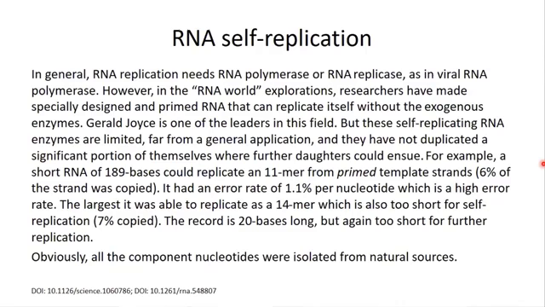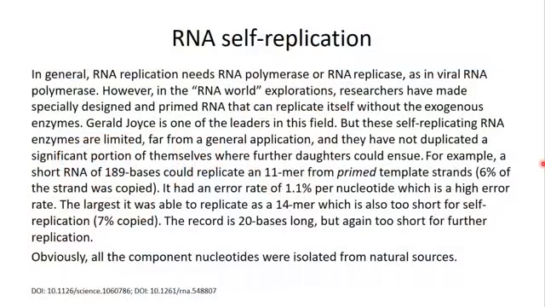For example, a short RNA of 189 bases could replicate an 11-mer from primed template strands, so 6% of it. So only 6% of something that was set up to self-replicate could self-replicate. It had an error rate of 1.1% per nucleotide, which is a high error replication.